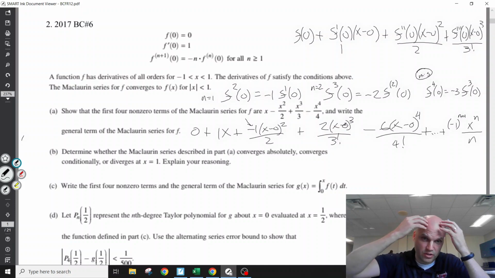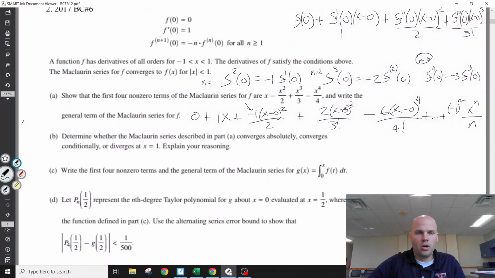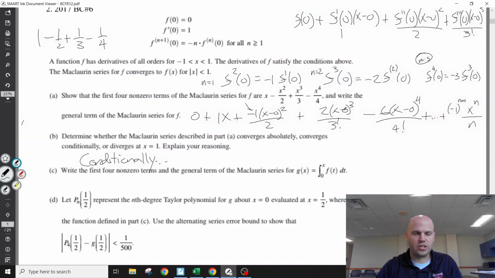Determine whether the Maclaurin series described in part A converges absolutely, converges conditionally, or diverges. So it converges conditionally, and it's because when x is 1, you have the alternating harmonic series. Again, understand the harmonic series: it diverges if you're adding, converges if you alternate. 1 plus a half plus a third plus a fourth actually diverges, goes to infinity. But alternating them, boom, it converges. So conditionally, it's the alternating harmonic.